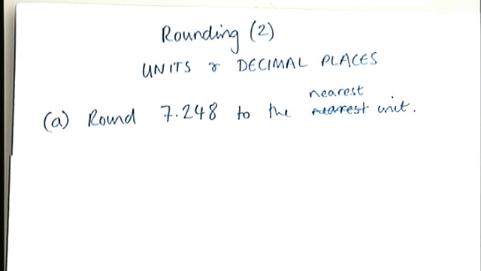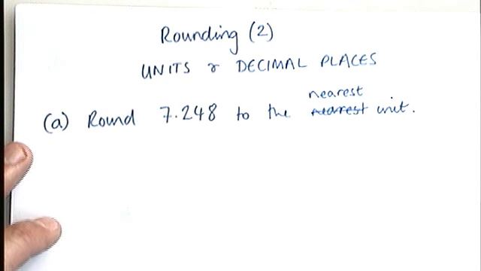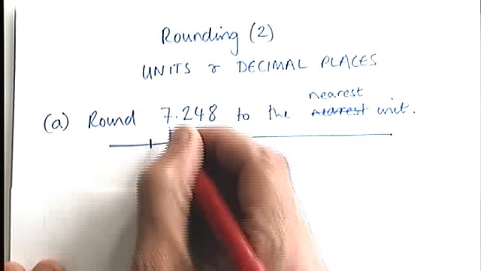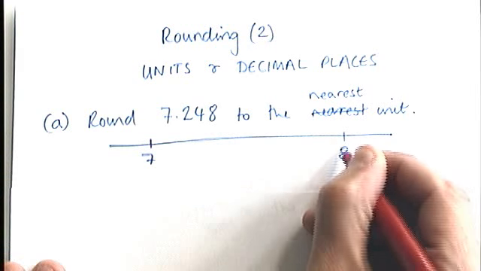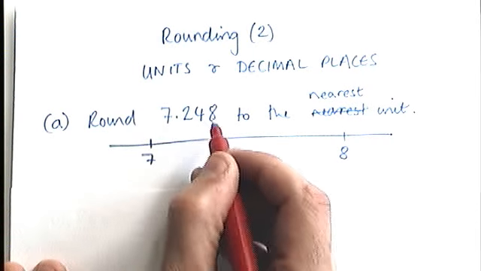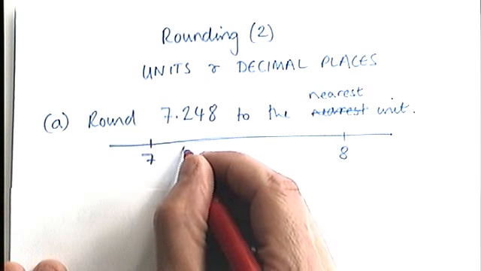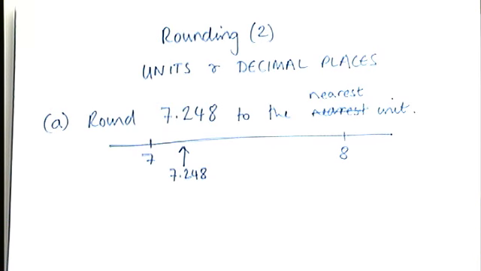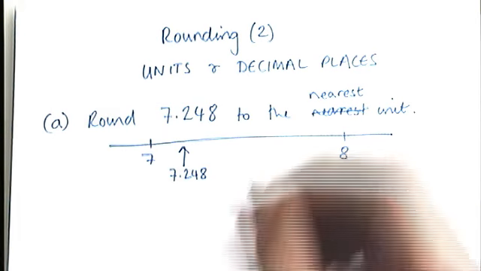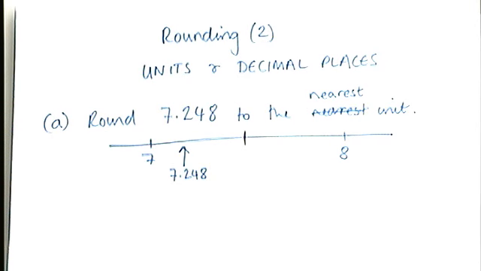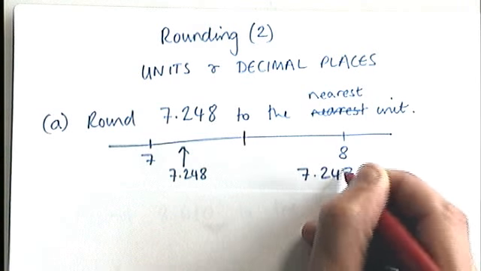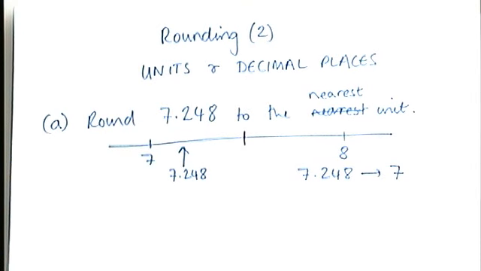And the key thing when you're rounding is, remember, this is saying which whole unit, which integer, is 7.248 closest to. So I tend to go for a number line. I know this number is between 7 and 8, and 7.2 is around about here. 7.248 goes in there, and hopefully you can see that is a lot closer, there's a halfway point, to 7 than it is to 8. So I would say if I'm rounding 7.248 to the nearest unit, it would round to make 7.